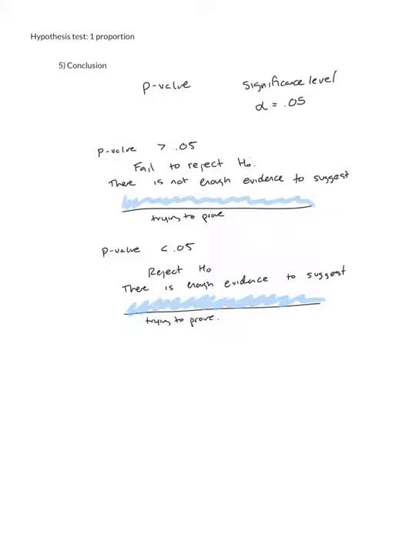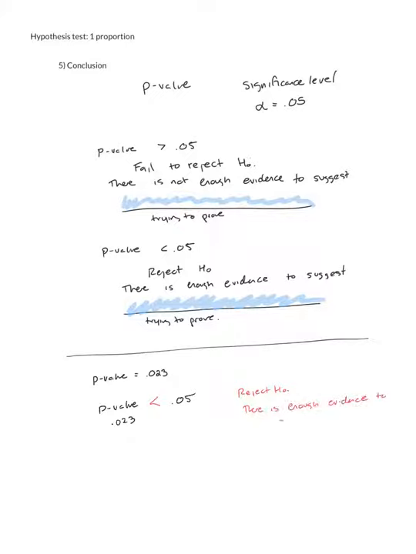For our first one here, all I'm going to do is give us our p-value. Let's say we have a p-value of 0.023. Well, if our p-value is 0.023, the only thing we have to do in order to reach our conclusion is compare our p-value to 0.05. In this case, we can see right away that 0.023 is less than 0.05. That is, there's less than a 5% chance this would happen. That means we'd reject H0. That is, there is enough evidence to suggest whatever we're trying to prove.